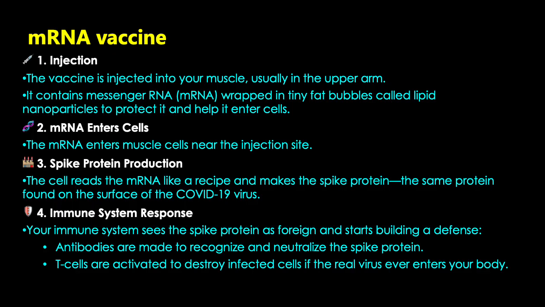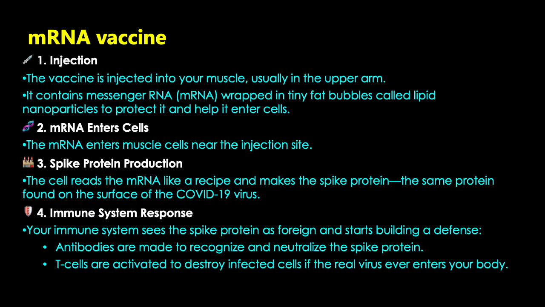Okay? Then the spike protein production stage. Once inside the cell, the cell will read the mRNA like a recipe and starts making the spike protein. That means the spike protein is being made inside your cell. Okay, the same protein found on the surface of the COVID-19 virus. Okay, but this is just protein. It's not the whole virus. They don't produce the whole virus, but they produce the protein, the spike proteins alone.